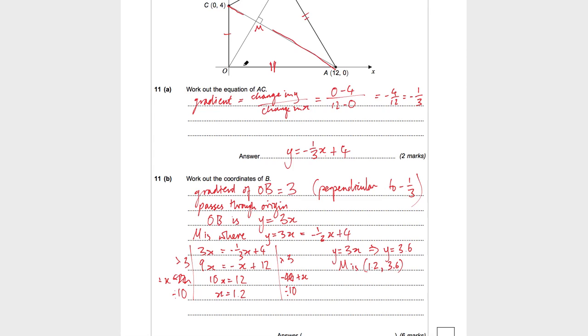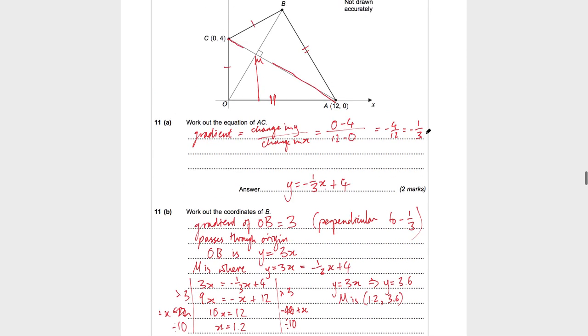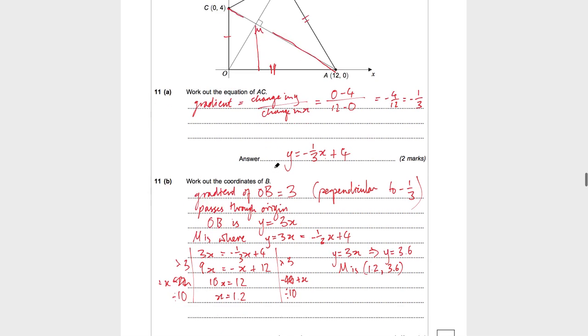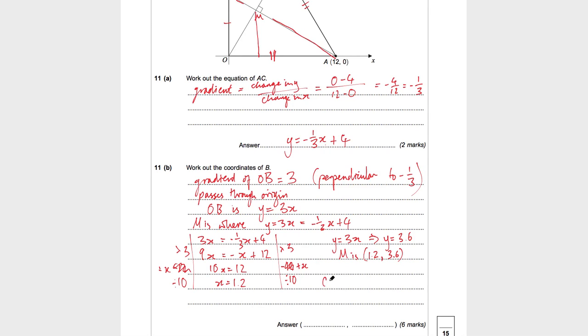Now if that's gone across 1.2, that is twice the length up here. OB is 2 times OM. So I can just double each of these coordinates now. 2.4 and 7.2 when I double those two coordinates, and those are my coordinates of B.